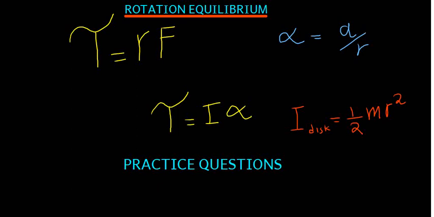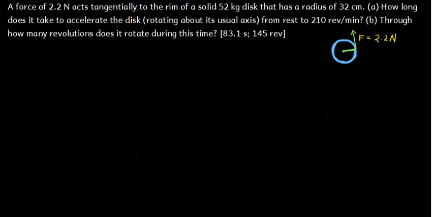We are going to go over a rotational equilibrium question. A force of 2.2 Newton acts tangentially to the rim of a solid 52 kg disk that has a radius of 32 centimeters. How long does it take to accelerate the disk from rest to 210 revolutions per minute?